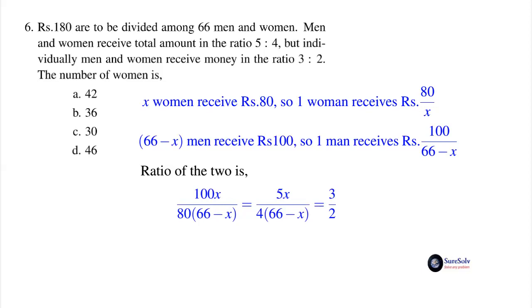Or 5x equals 6 times 66 minus 6x. Or 11x equals 6 times 66. Or x equals 36. Number of women is 36. Answer is option B, 36.